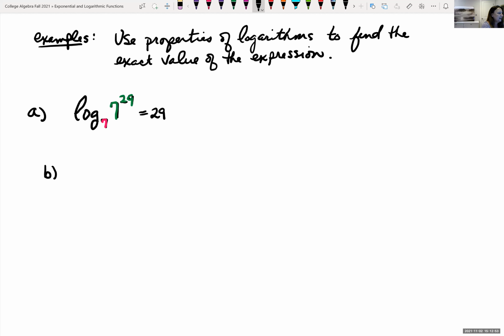What if you had natural log of e raised to the negative 4th power? So recall the natural log is log base e. So if it helps, you can write it out that way. So log base e of e raised to the negative 4th power. So this is saying, what are we raising e to, to get back e to the negative 4th power? Well, we would have to raise e to the negative 4th power to get that back. So this is equal to negative 4.